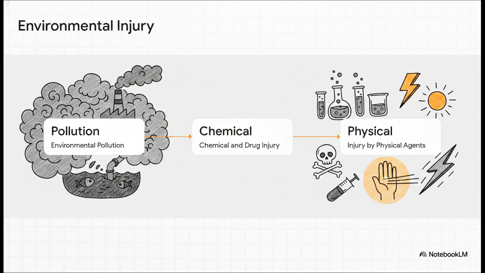Step 2 is chemical and drug injury. This one is fascinating because it ranges from accidental exposure to toxic agricultural chemicals all the way to the adverse side effects of the very medicines and pharmaceutical drugs we literally take to heal ourselves. And step 3, injury by physical agents.